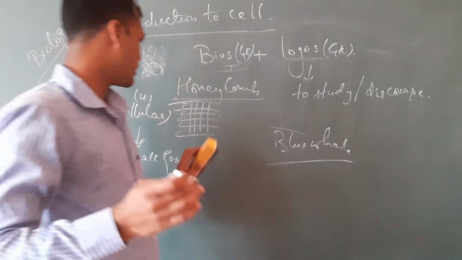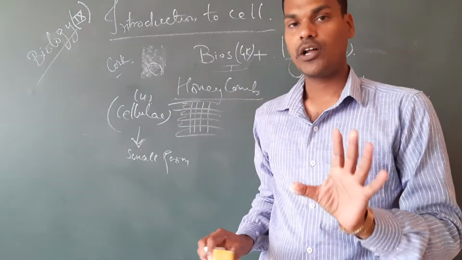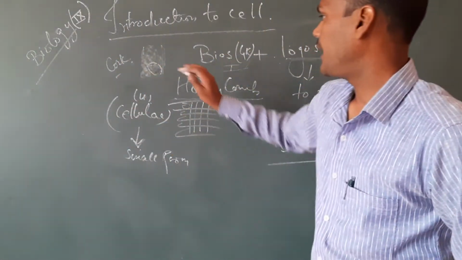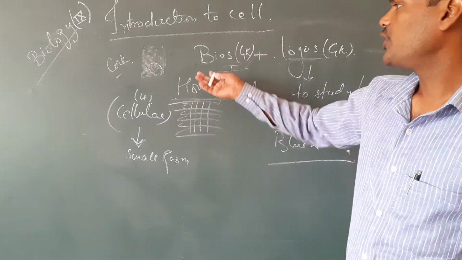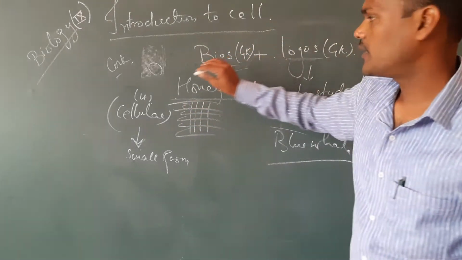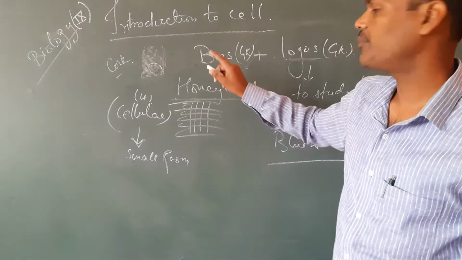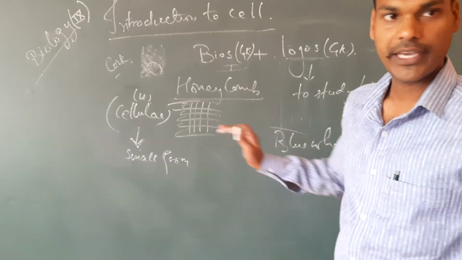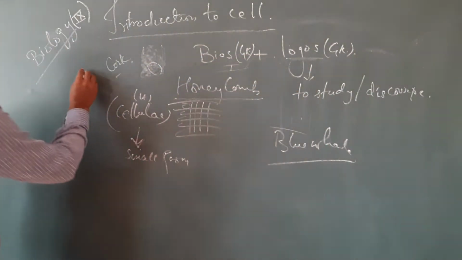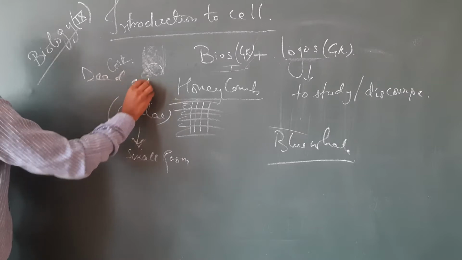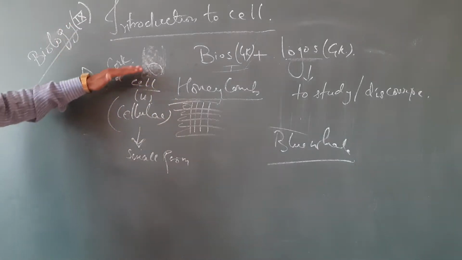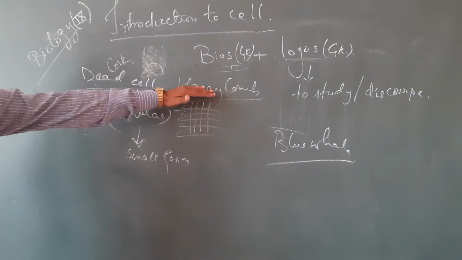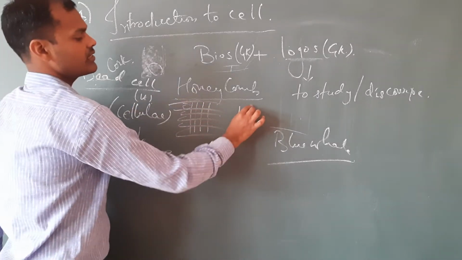So he observed this cell as a small room-like structure, and later on Antony van Leeuwenhoek discovered the living cell, he took the bacteria in pond water. Here he took the dead cell. So this one was the dead cell. He took the dead cell and discovered the cell in 1665.